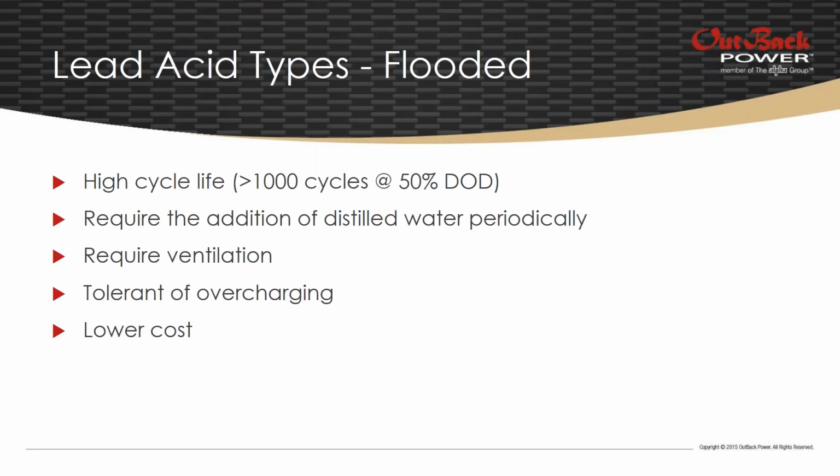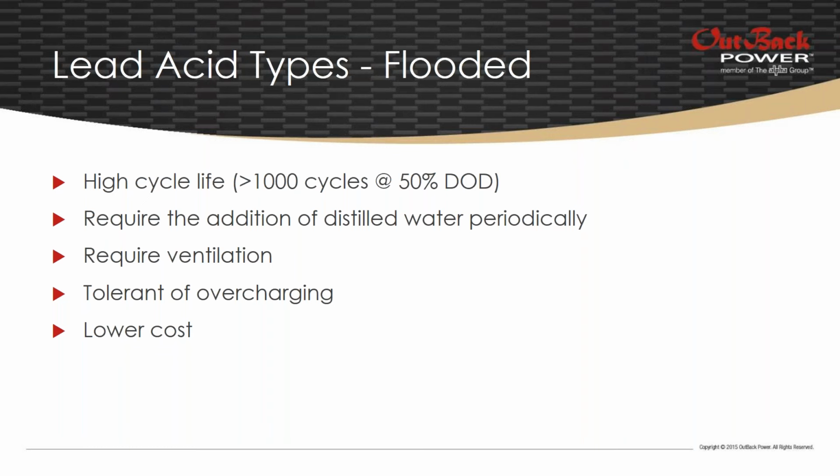All right, so lead acid types. We'll delve a little deeper into the details here. Flooded batteries have a really high cycle life, so most of them are over 1,000 cycles at 50% depth of discharge. Again, that means we're removing half of the available capacity of that battery. They do require the addition of distilled water periodically. They do require ventilation, and these two go hand in hand.